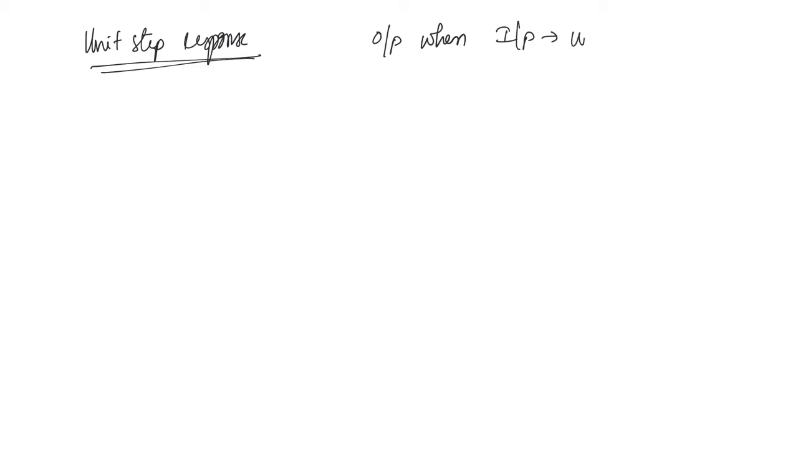So we have seen an example of first order and second order systems. Now we will find out the unit step response of both second order and first order systems. What is meant by unit step response? It is the output when the input is a unit step signal.